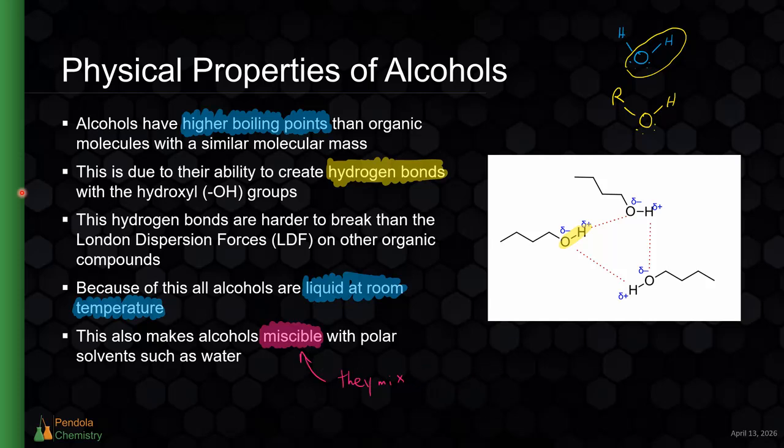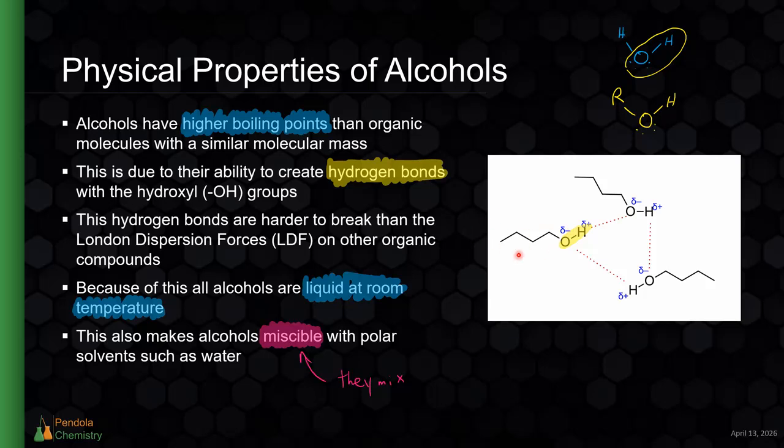But they mix together. The reason why water and alcohols can interact with each other is because they both have hydrogen bonding. And that hydrogen bonding is what gives alcohols a lot of their special physical properties. Everything boils down to our intermolecular forces, which is hydrogen bonding in this case.